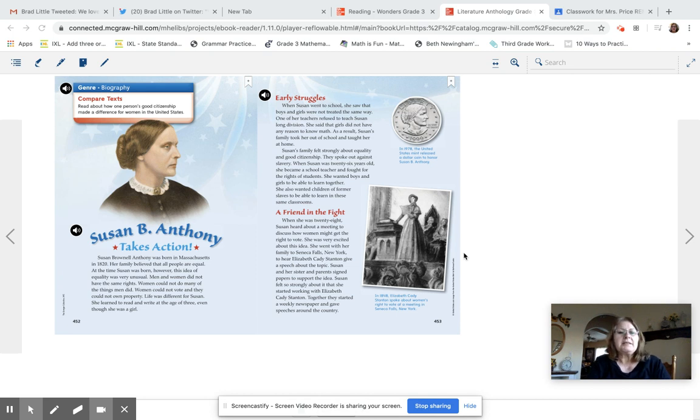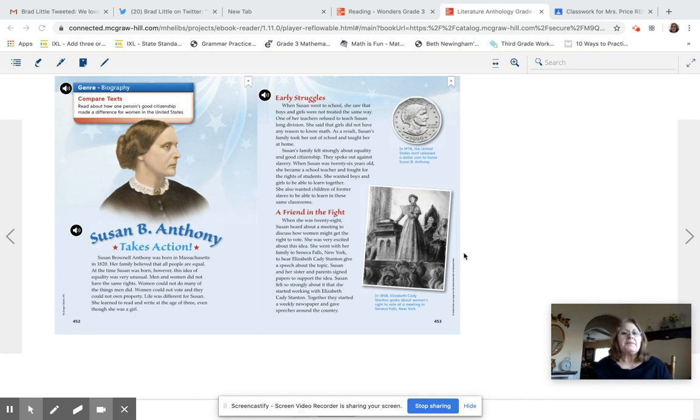Okay, boys and girls, this is our reading lesson. Today you're going to be reading a story called Susan B. Anthony Takes Action. This story is fairly similar to the story that you read yesterday, Elizabeth Leads the Way. It's very similar to that story. So as you're reading this story, I want you to try and think about how this story compares to that story that we read yesterday.